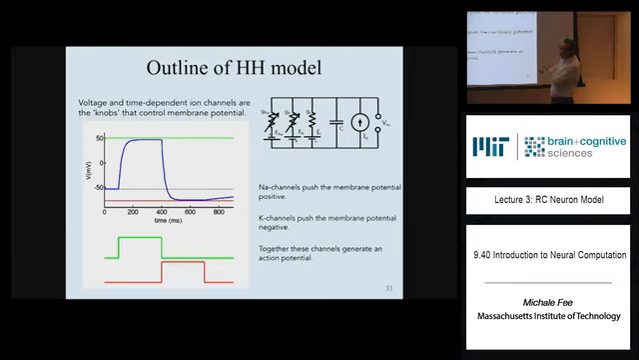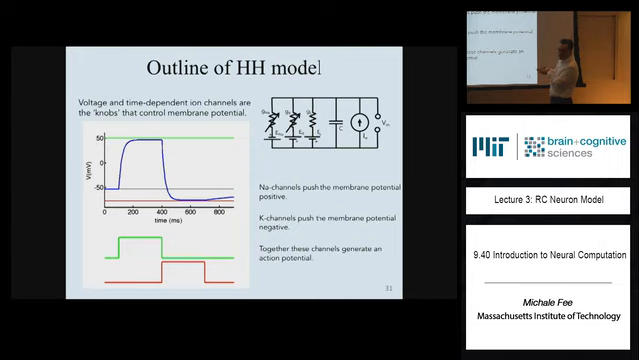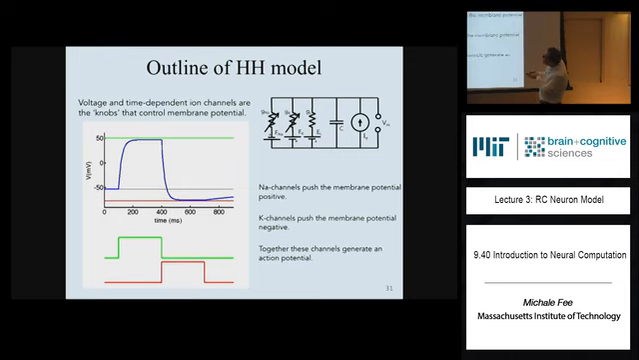But if this is voltage dependent and it turns on at higher voltage, what happens to the conductance? When the voltage gets a little bit bigger, what happens to the conductance? Which does what to the voltage? Makes it go up even faster, right? And so you get this runaway process where this conductance turns on very quickly and the voltage jumps up. Okay? That's the essence of the action potential.